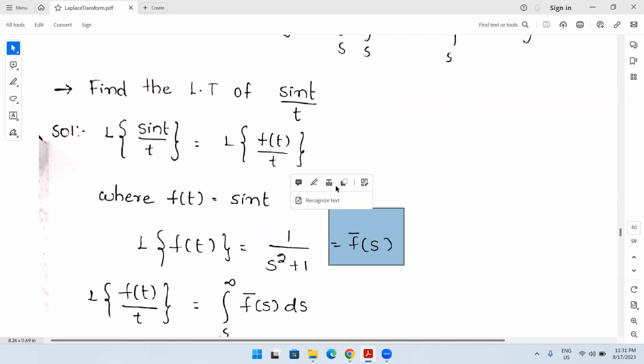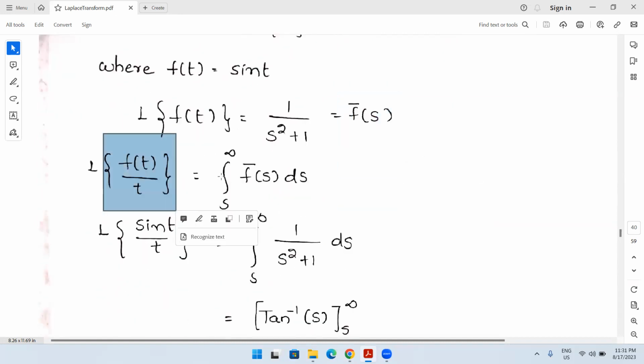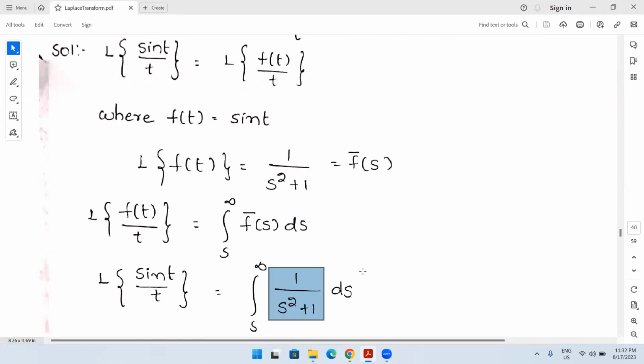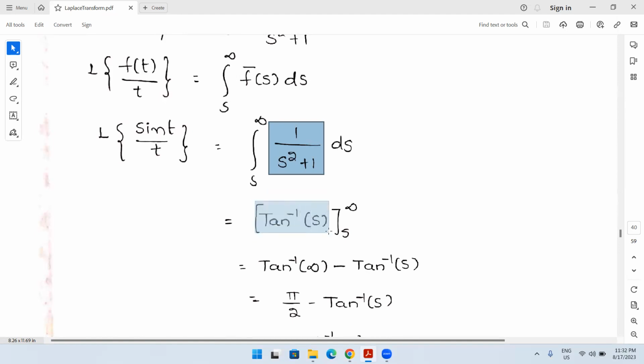Now, division by t, we have to integrate f bar of s one time. f of t by t is what? By this present theorem, integral s to infinity f bar of s ds. What is f bar of s? 1 by s square plus 1. Now tell me, the integration of 1 by s square plus 1 is nothing but tan inverse s, from the limits s to infinity. So for the upper limit we substitute infinity, so tan inverse infinity. For the lower limit, s in the place of s itself, so we get tan inverse s.